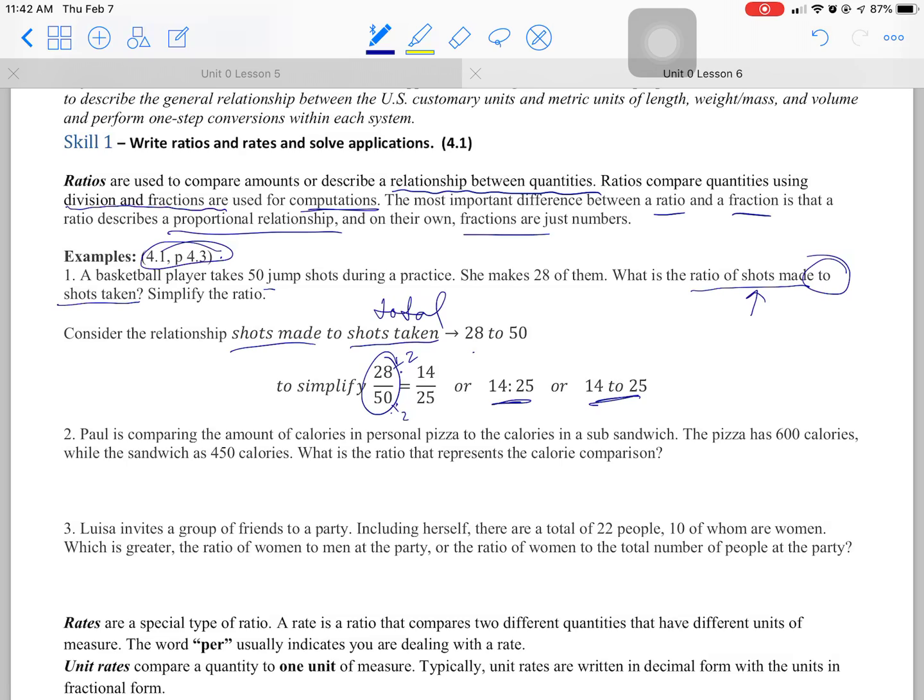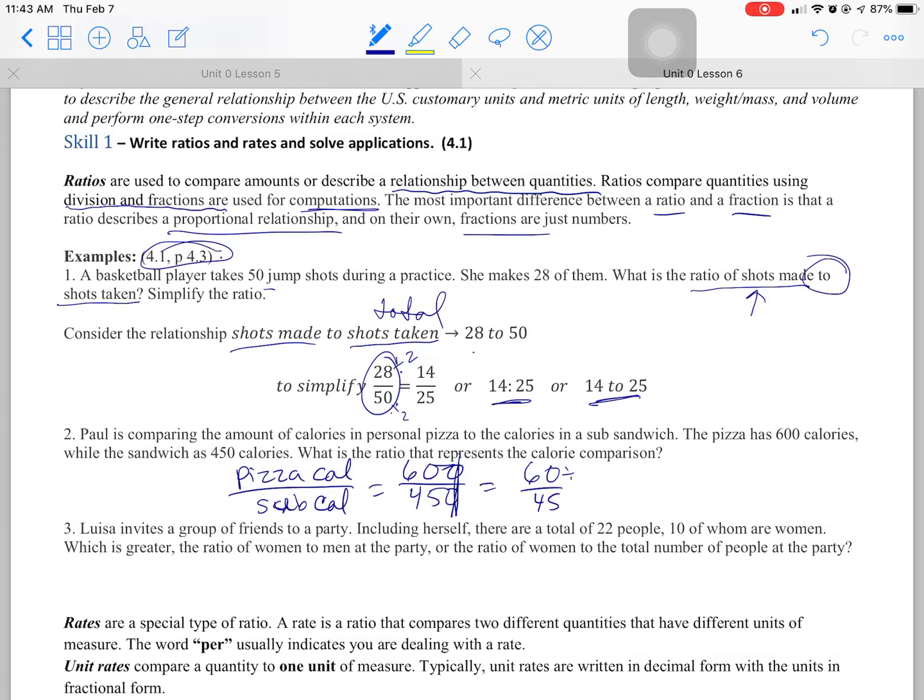All right. Paul was comparing the amount of calories in a personal pizza to calories in a sub. So pizza calories to sub calories. So pizza calories is 600. Sub sandwich calories are 450. We need to reduce that. We can divide by 10. That gets me 60 over 45.